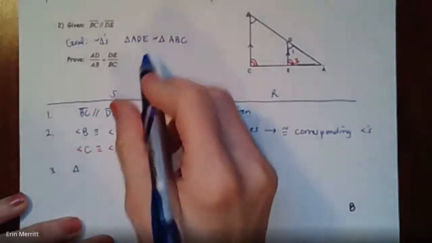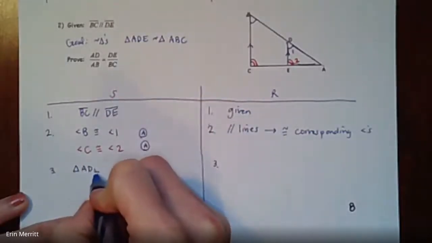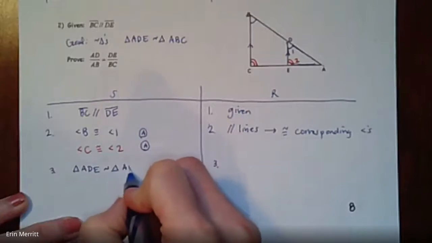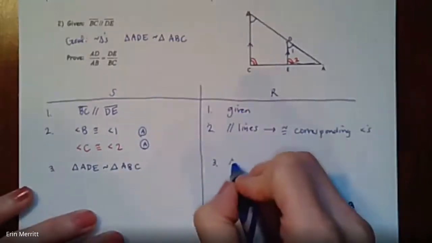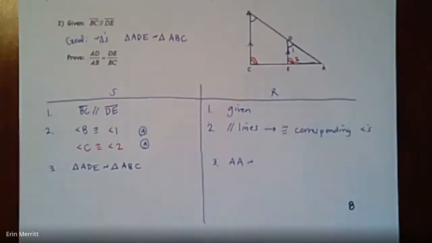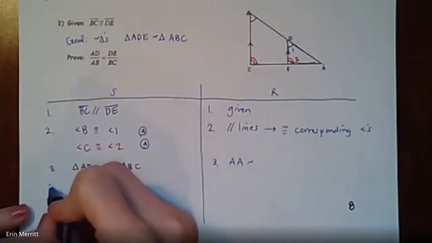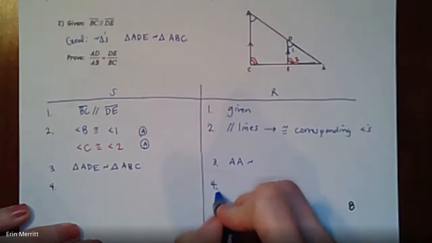All right, on to the triangles. So this is where our goal step comes in. Triangle ADE is now similar to triangle ABC because angle similarity does it. So two pairs of congruent angles will give us those triangles being similar.